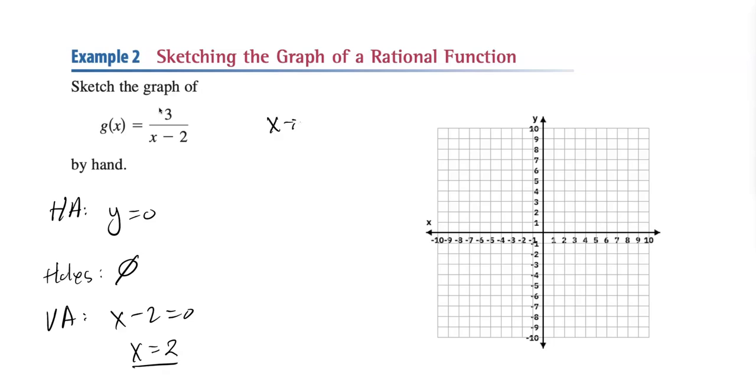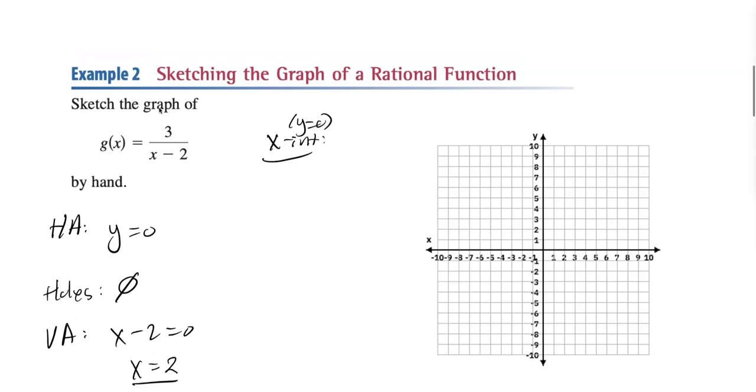Let's find the x-intercept. So remember the way you do that, you set y equal to 0 and you try to solve. So it's going to be 0 equals 3 over x minus 2. How do we solve this? You cross multiply. That goes away. You get 0 equals 3, so there's no x-intercept. If you cross multiply, 0 times anything is 0. Over here, you just get 3. So 0 does not equal 3. So none of that.